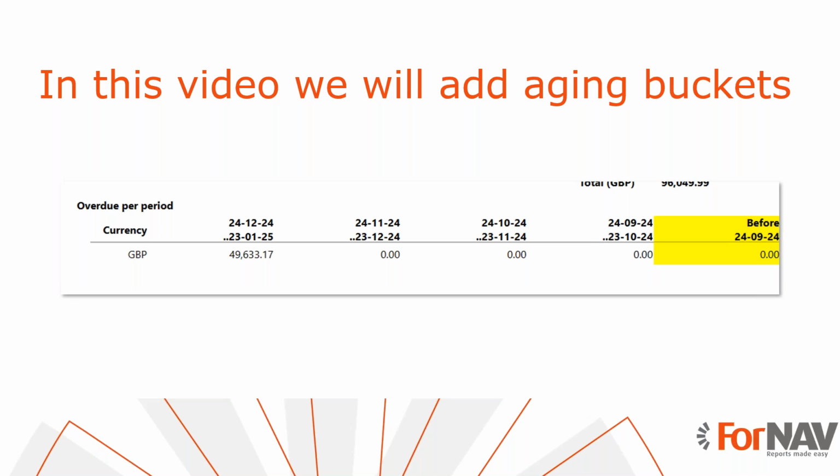To set up more or fewer than these 5 standard aging buckets, you need to tell the underlying Fornav code how many buckets you want, and you can do this with the report extension.